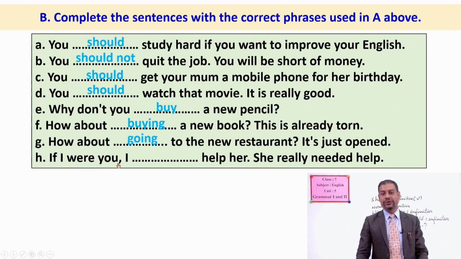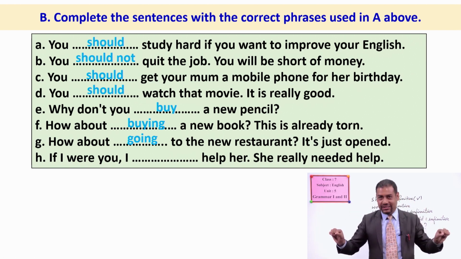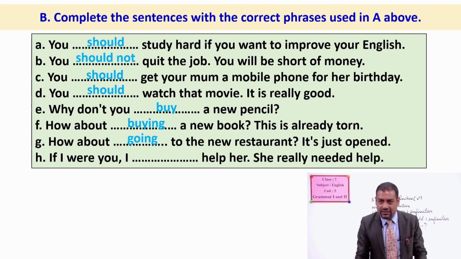Now next number we have is H. If I were you. Now look at were you. It is past tense, okay? Simple past tense. So when we have this structure, we have to use would or could or should or might plus infinitive. We have already practiced a lot, okay? So what can be the correct word?